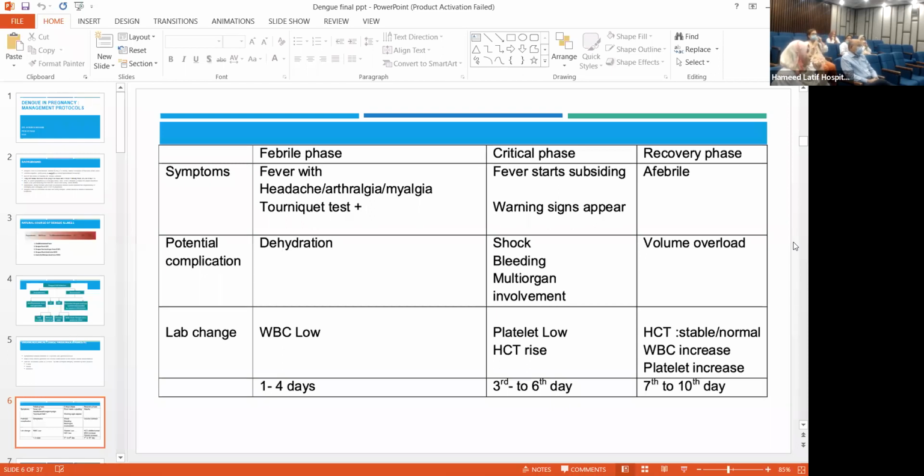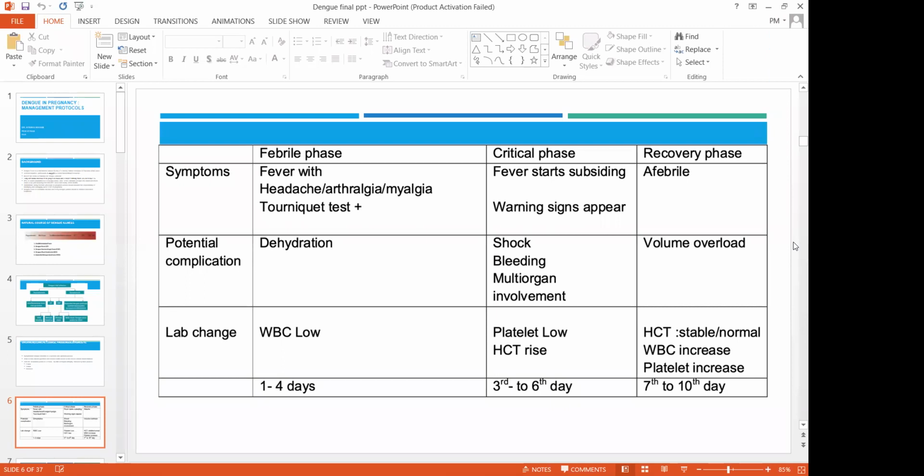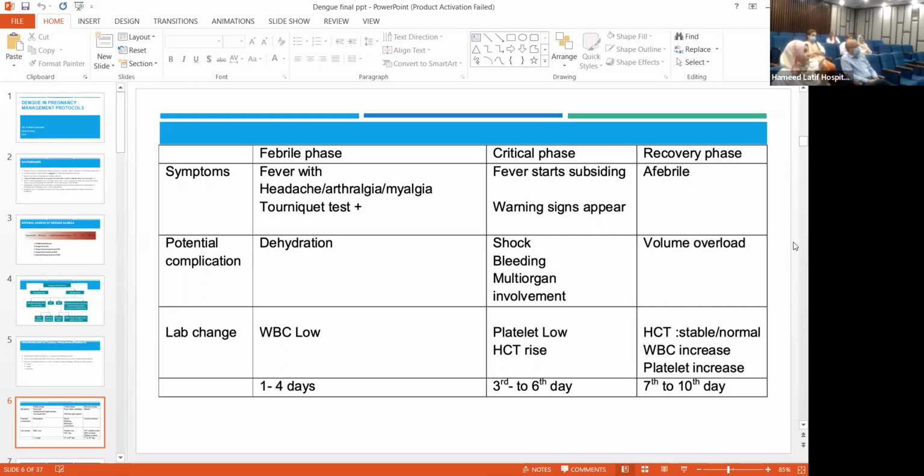The potential complication in this febrile phase is dehydration, and the WBC count is low in most cases, but it can vary in pregnancy. I will discuss it further. In the critical phase, the fever starts subsiding, but warning signs appear. We can see that the fever is subsiding, and we might think, okay, now it is recovery. But the warning signs start appearing, which are shock, bleeding, and multi-organ involvement, and this is when the plasma leakage occurs.